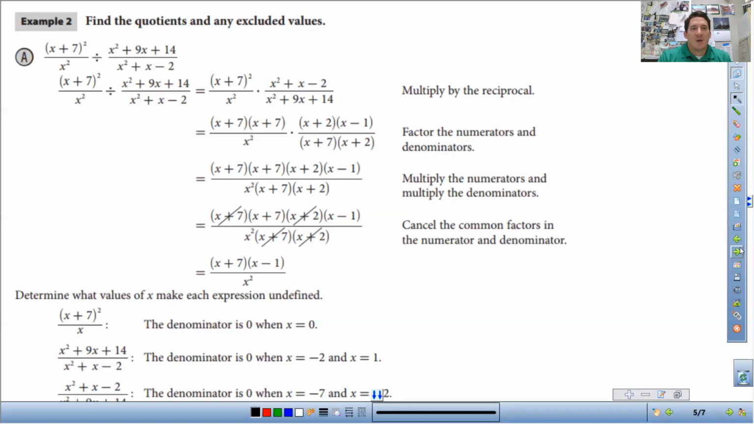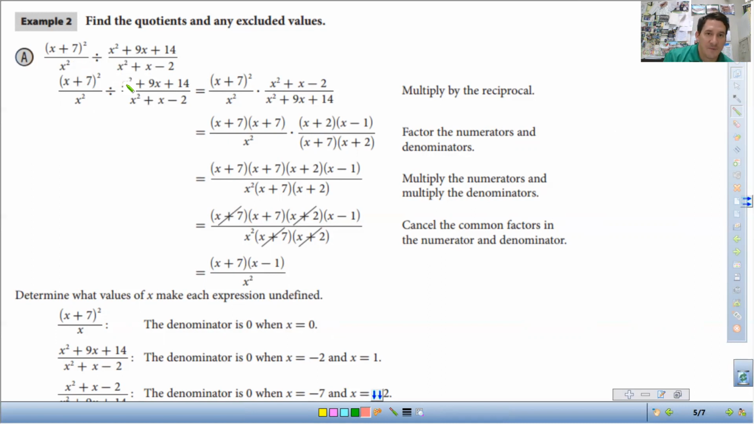All right. So when you're dividing, if you remember how to divide fractions, you multiply by the reciprocal. It's the same thing, so it's the same type of problem. You look here, so we have x plus 7 squared over x squared, divided by x squared plus 9x plus 14 over x squared plus x minus 2.